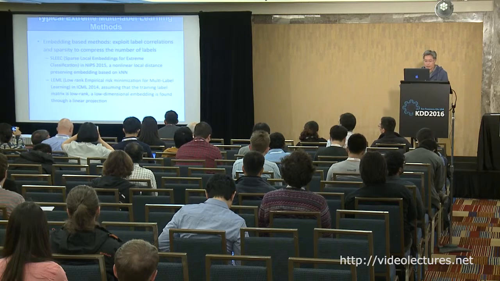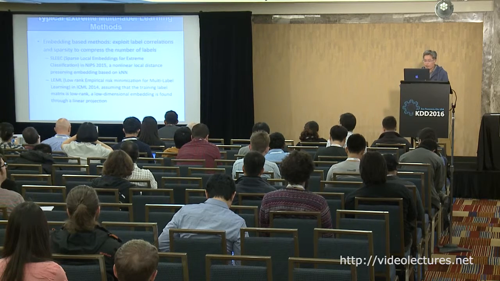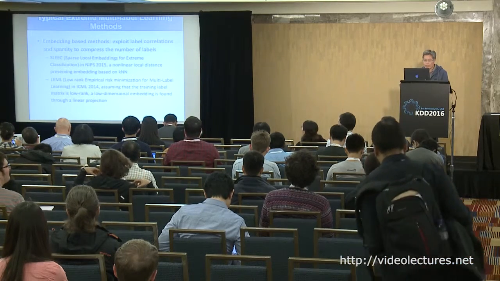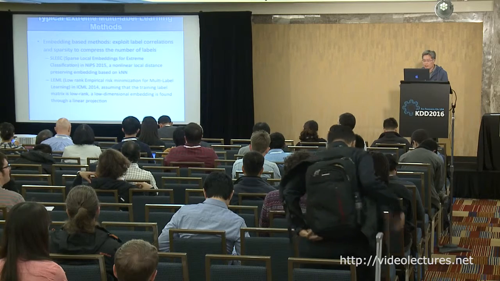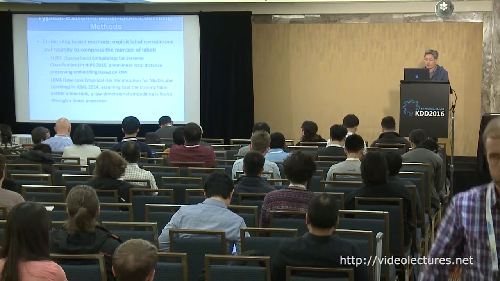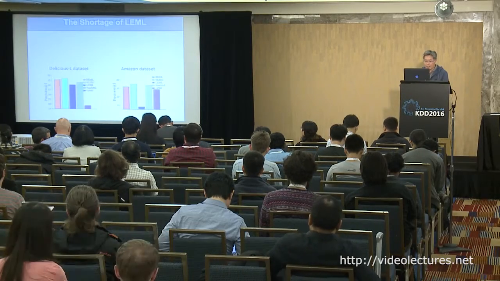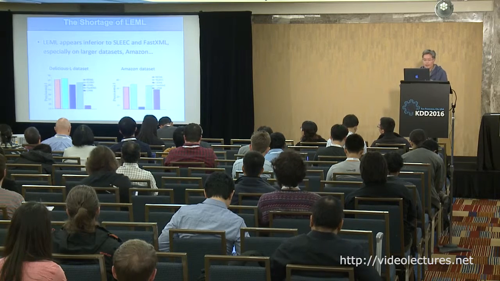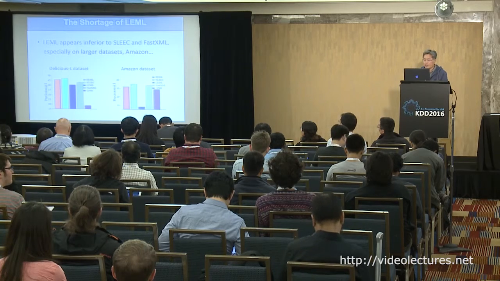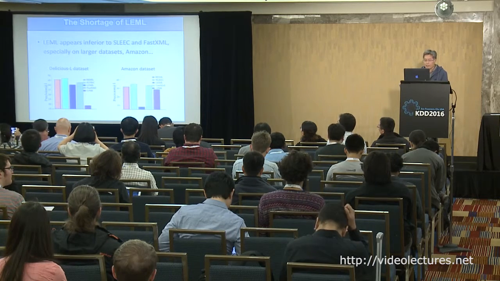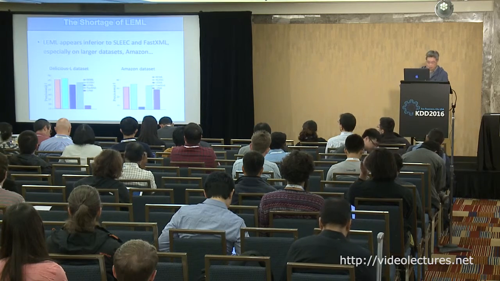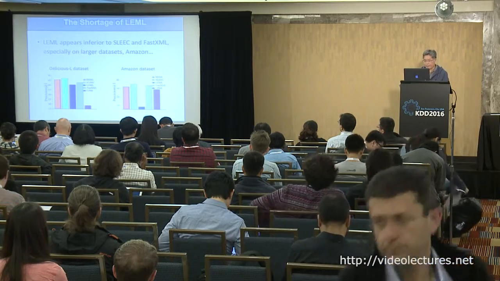Another method is LEML, low-rank empirical risk minimization for multi-label learning. Assuming that the training label matrix is low-rank, a low-dimensional embedding is found through a linear projection. But on large data sets, LEML appears inferior to SLEEK and FastXML. For example, this is the Amazon data set. The blue one is the LEML.